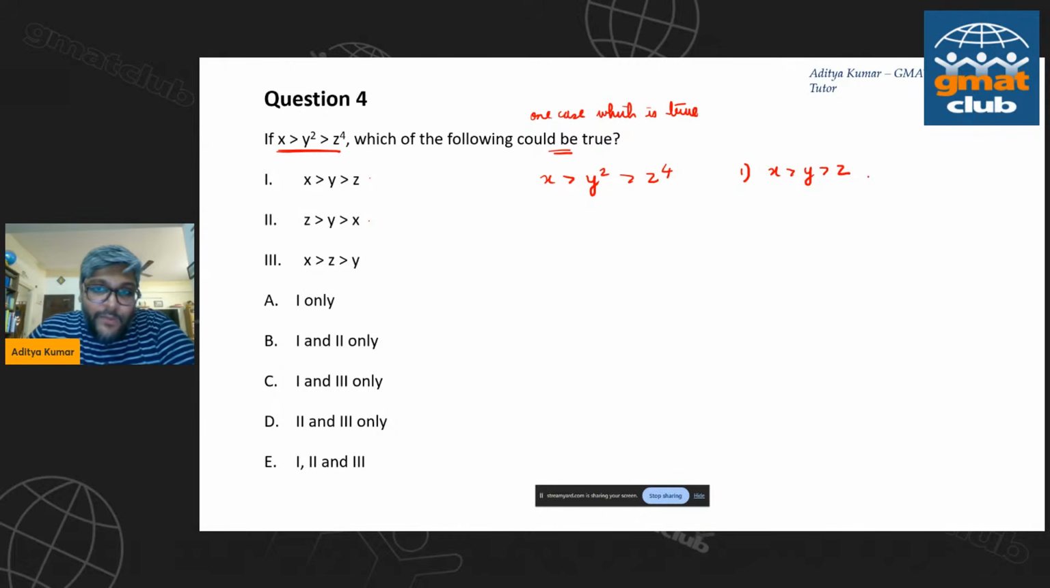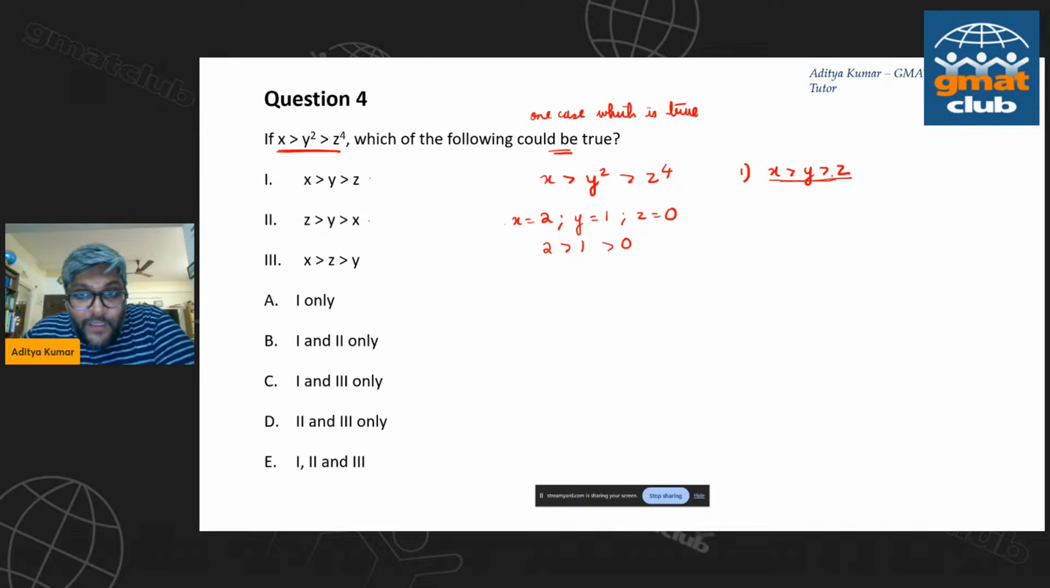Now this is very easy for me to do. I can immediately pick some nice integer values and work with it. So I can take x is equal to 2, the simplest I can. Why? Remember, I just need to prove one case which is true. X is equal to 2, y is equal to 1, z is equal to 0. They've not put any limitation. Don't be afraid to use 0 and 1. They're good options for you to work with. 2 is definitely greater than 1, is definitely greater than 0. So the values I've picked satisfy my limitation, and they also satisfy the first statement. So I know 1 has to be a part of my answer choices. So D goes away.